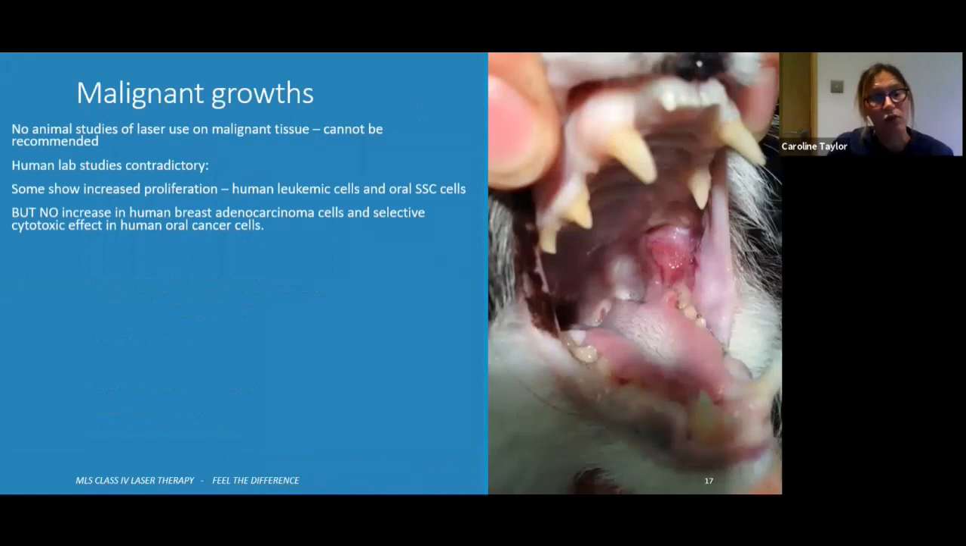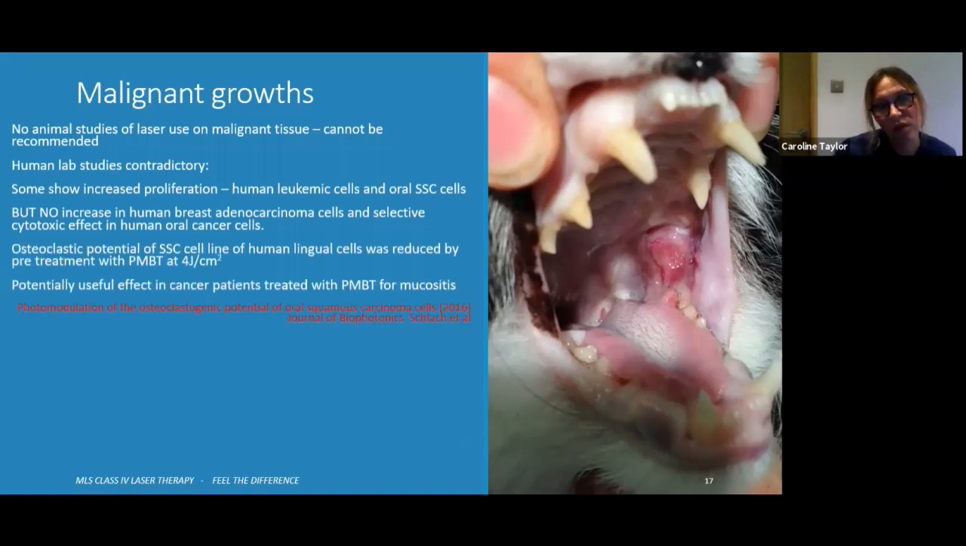Just a quick note on malignant growth then. We can't recommend using laser on any malignant tissue. The reason for this is that there have been studies that show increased proliferation in human leukemic cells and oral squamous cell carcinoma cells following laser treatment. But that is contradictory, because in other studies you've got reduced proliferation in breast adenocarcinoma cells, and there are also selective cytotoxic effects in human oral cancer cells. They've also shown, when looking at treating oral mucositis in cancer patients, a reduced osteoclastic potential of squamous cell carcinoma in human lingual cells when they had a pre-treatment of laser.